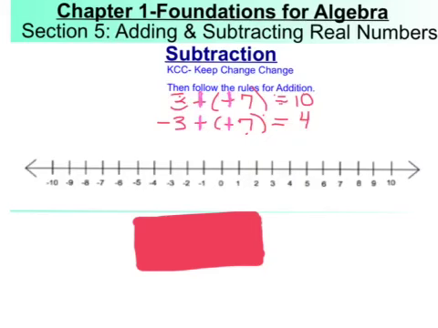Now let's say we have something like -7 minus +3. Same thing, keep the sign of the first, so it stays -7. Change it to addition. Change the sign of the last. So it was a +3, we're going to make it a -3. Then follow the rules for addition. So a negative plus a negative is going to equal a negative. 7 plus 3 is 10.